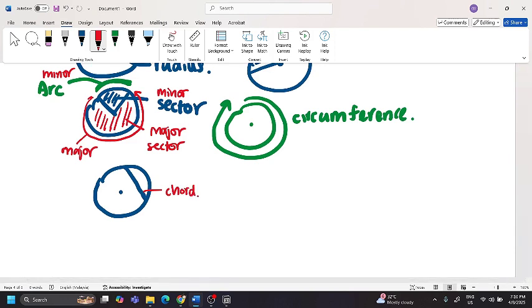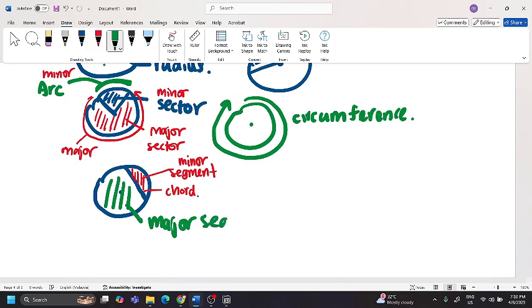Then if this is a chord, is this a sector? No, this is called as segment. And I think you should know this one is a small segment, so it should be a minor segment. And the large one is called as the major segment. These are some of the terms you need to know. This is all the terms for the circle.